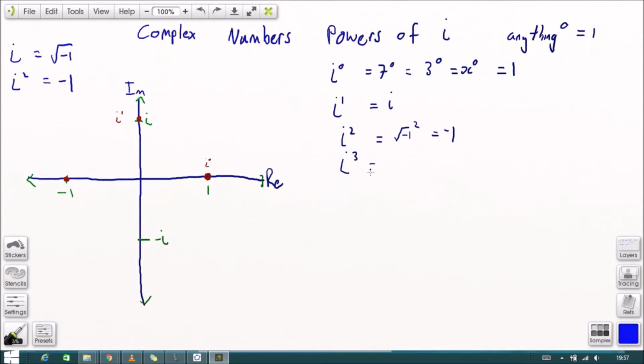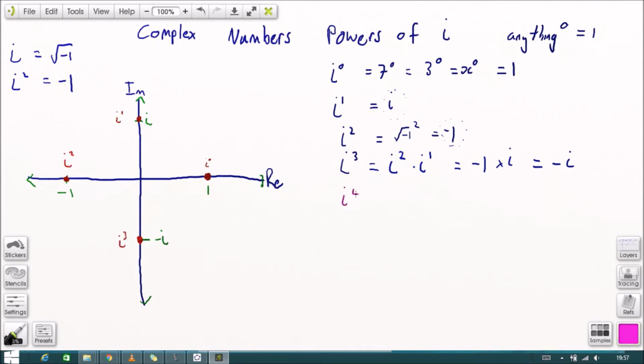Now I'll apply this here, so that can be written as i to the power of 2 plus 1, or i to the power of 2 times i to the power of 1. i to the power of 2 is this bit here, -1. i to the power of 1 is i. So i to the power of 3 can be written as -i. So I just put that one in down here last.